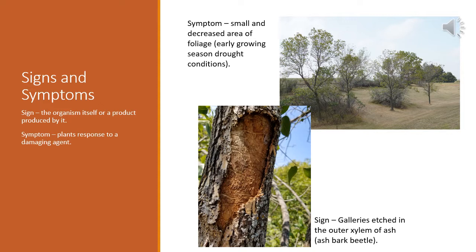Symptoms, on the other hand, are the tree's response to a damaging agent and can include things like senescing leaves or limbs, splitting bark, discoloration, or thinning of foliage. But symptoms do not need to be specific to a particular damage agent, since abiotic issues and damaging agents can bring on similar symptoms. So signs are specific to an organism, while symptoms are not.